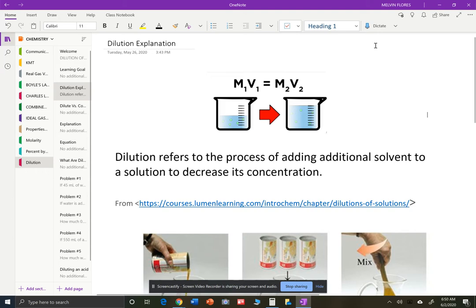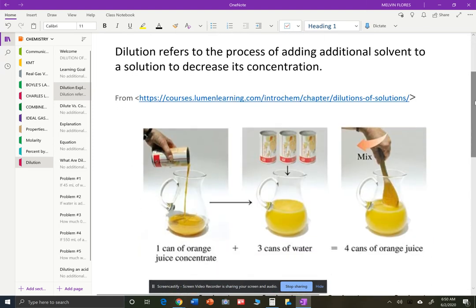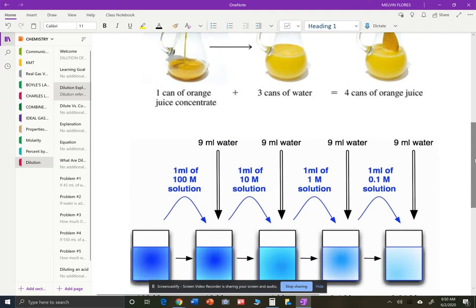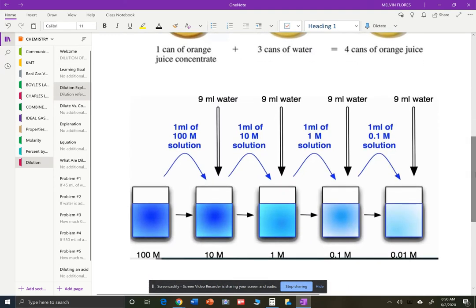Dilution refers to the process of adding additional solvent to a solution to decrease its concentration. An example of dilution is making orange juice from a concentrate. In a dilution, a solvent, usually water, is added to a solution, which increases its volume and decreases the concentration of the solution. In chemistry, in preparing a solution, a chemist usually adds water to a stock solution in order to decrease its concentration.